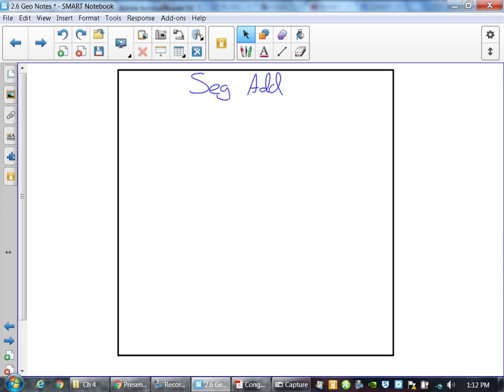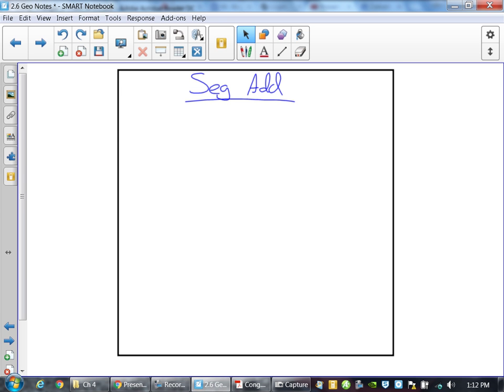What does segment addition mean? You're adding 2 segments. What's the only rule about segment addition you have to worry about when you're adding 2 segments? Where do those 2 segments have to be? On the same line. They have to be collinear.